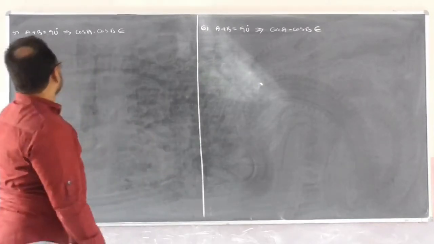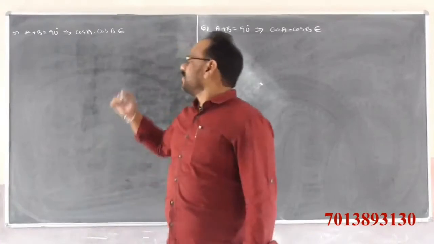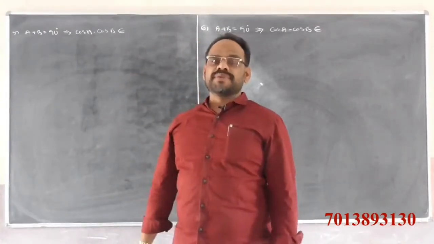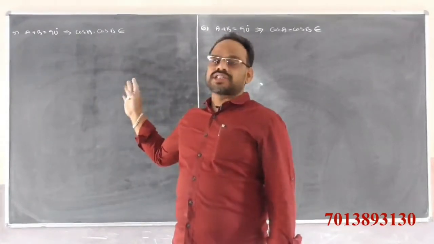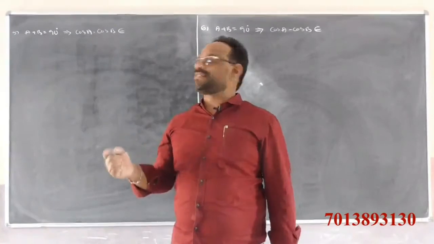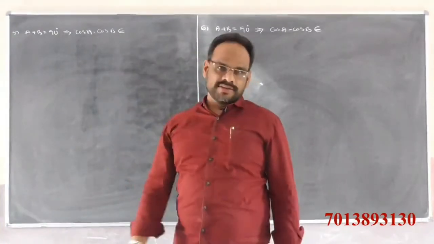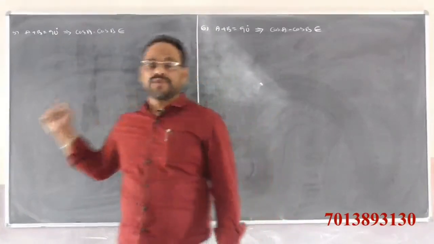Observe here, next problem. If A plus B is equal to 90 degrees, then cos A into cos B belongs to what? We want the minimum and the maximum value of cos A into cos B.